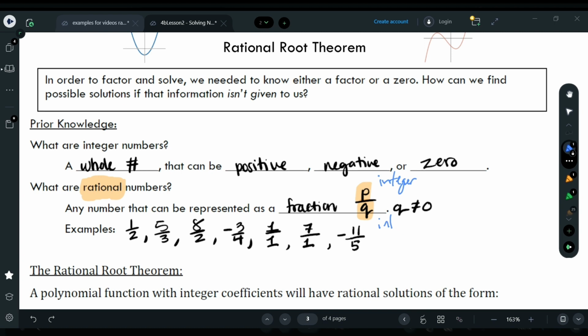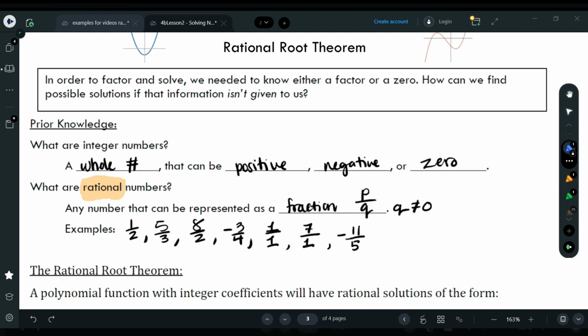And of course, we have this to look out for right here. Q cannot equal 0. That's because Q is the number that we're dividing by, and we can't divide by 0. If you try to divide by 0, we don't get an answer. It's undefined. So that's the only one that we can't have. But other than that, any integer can be in the top or the bottom of the fraction.